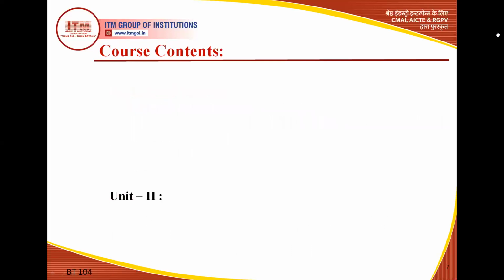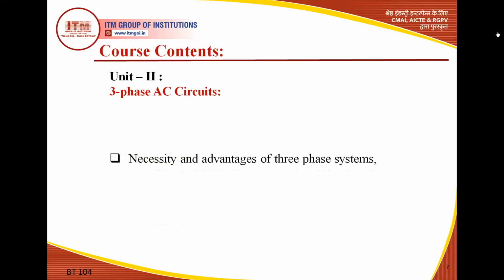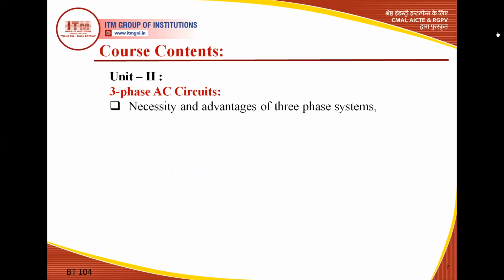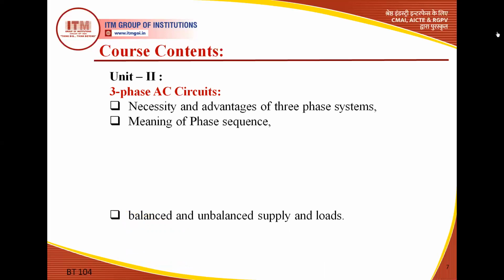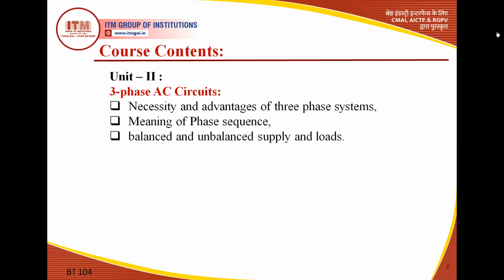The other part of the second unit is three-phase AC circuits. In three-phase AC circuits, we learn why the three-phase supply is a necessity and the advantages of the three-phase system. What is the meaning of phase sequence? Important key terms include phase sequence, line voltage, phase voltage, line current, phase current, and balanced and unbalanced supply and load.